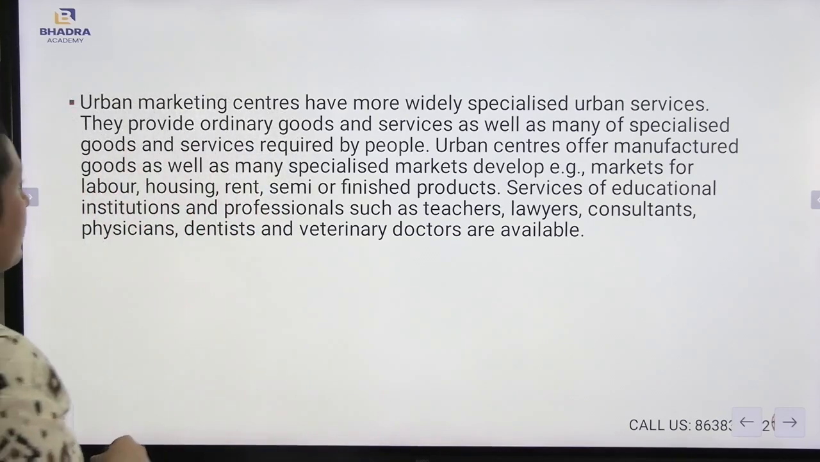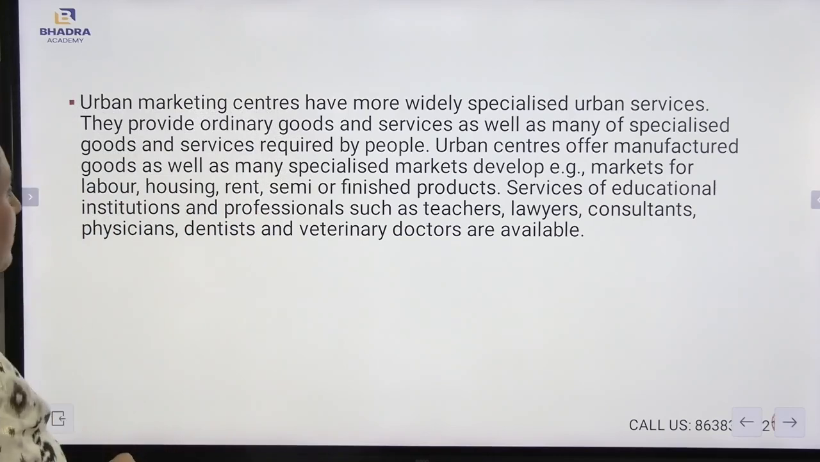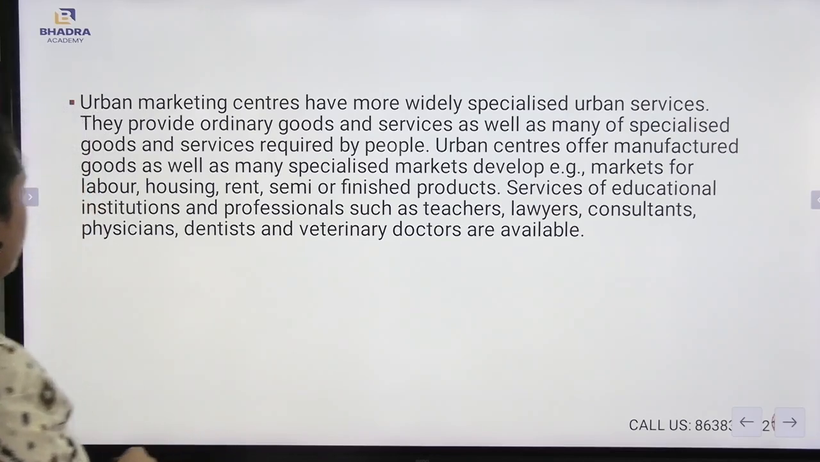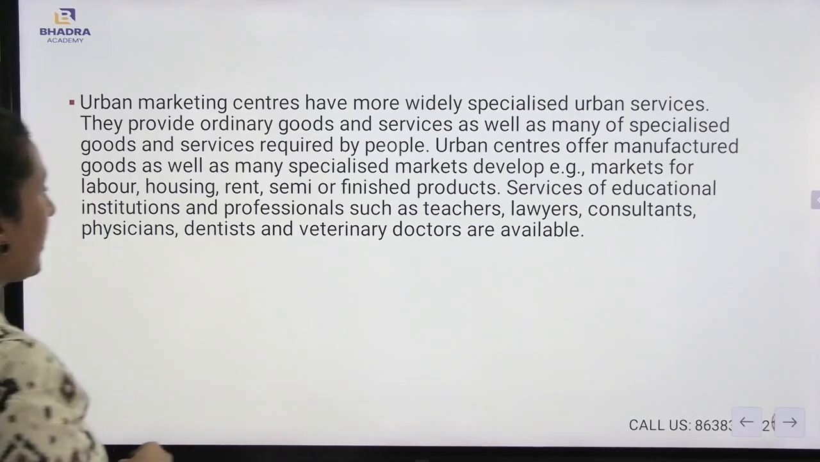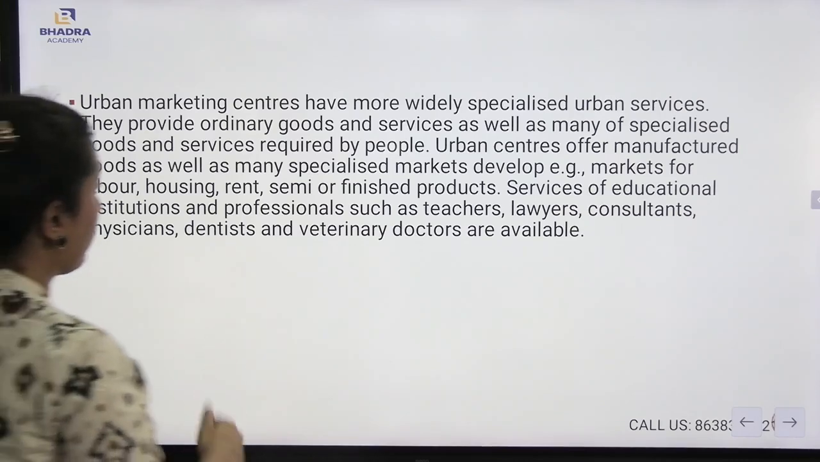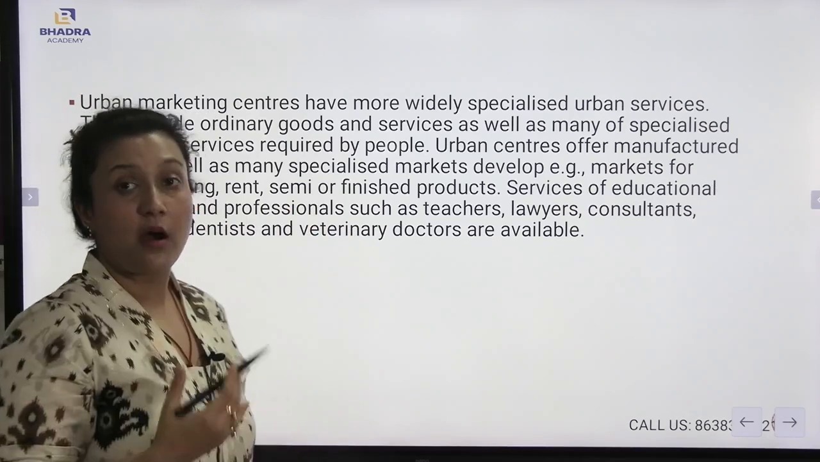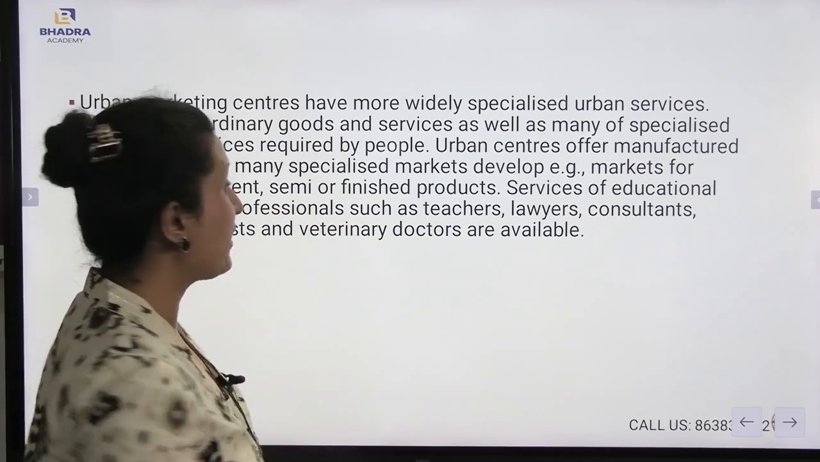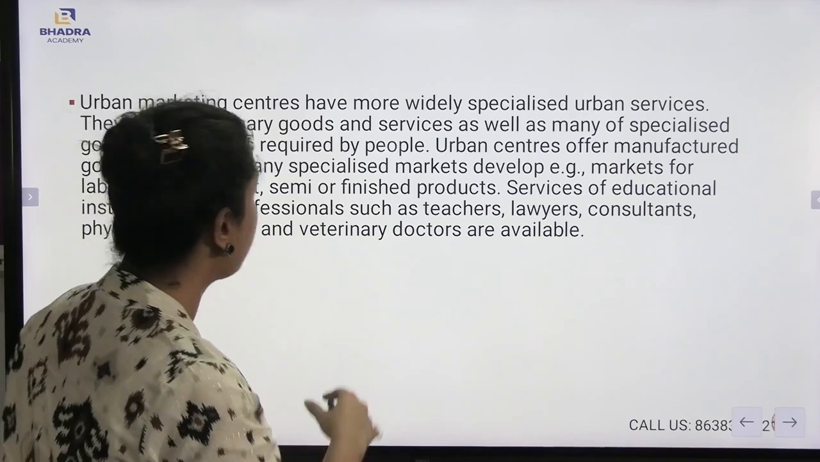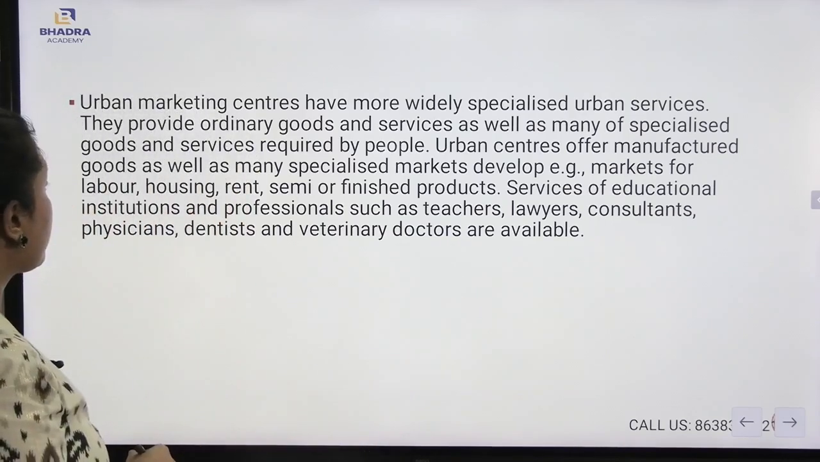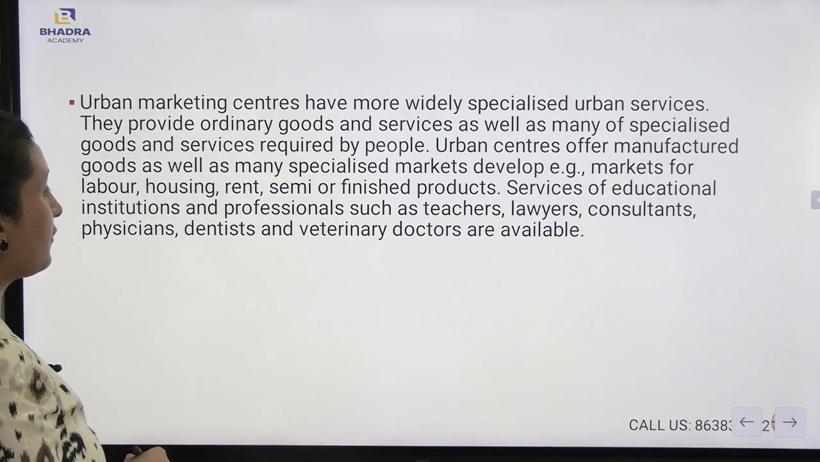Also, urban centers offer manufactured goods as well as many specialized markets developed. Example, markets for labor, housing, rent, semi or finished products. Services of educational institutions and professionals such as teacher, lawyer, consultants, physician, dentist and veterinary doctors are available. Now, here, there are specialized markets. In the urban marketing center, those specialized markets actually develop, for example markets for labor, housing, rent, semi or finished goods.